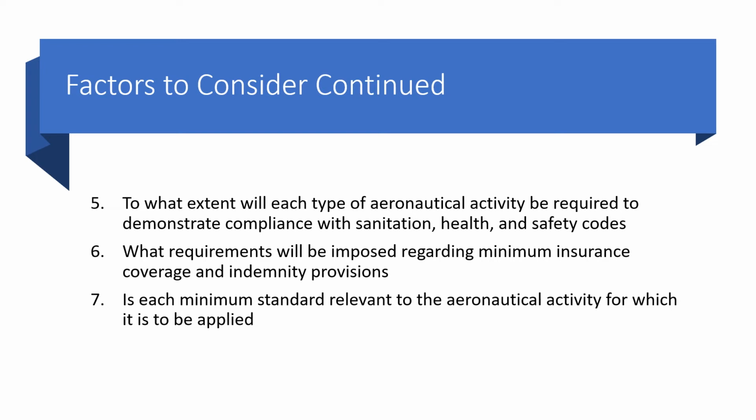Other factors to consider: to what extent each type of aeronautical activity would be required to demonstrate compliance with sanitation, health and safety codes. So you have to decide how strict your standards are going to be. The FAA and this advisory circular set their own minimum standards, but oftentimes airports will set standards much higher. And so you have to be able to gauge what level of compliance you're looking for from airlines and how strict you're going to set your standards depending on your type of operation.